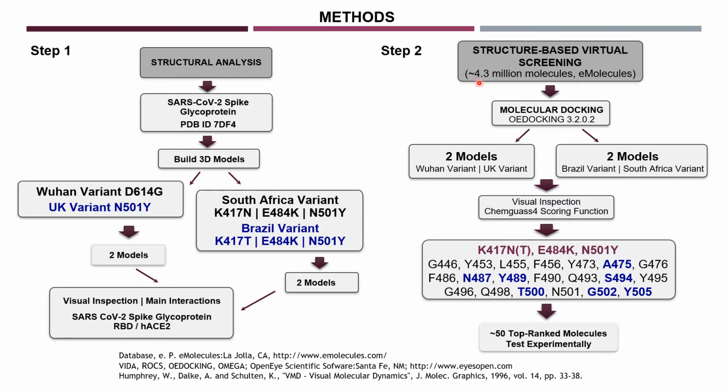The second part of the research involved the structure-based virtual screening of the e-molecule database. About 4.3 million small molecules were docked into the spike protein receptor binding domain to determine the molecules with the highest affinity to disrupt the interaction between the SARS-CoV-2 spike glycoprotein and ACE2. Visual inspection of these molecules will be performed by first ranking them using the CheMOS4 scoring function. Thus, approximately 50 molecules with the highest affinity to disrupt the interaction will be selected for further experimental testing.